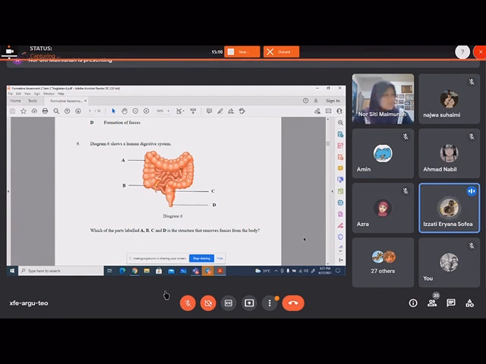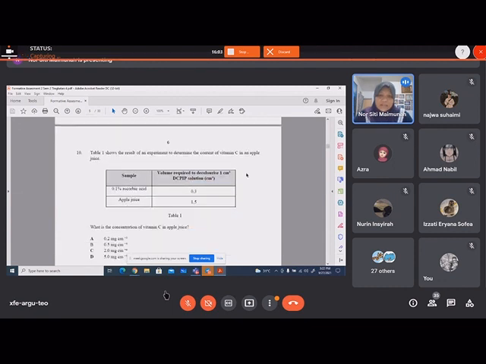Diagram 6 shows a human digestive system. Which of the parts labeled A, B, C, and D is the structure that removes feces from the body? My answer is D, anus. Anus, correct. So anus expels the feces. What is A? Colon. Colon is big, it has parts. What part is this, A? This is cecum. Okay, this part is called cecum. And then you have colon. C is rectum. D, anus.